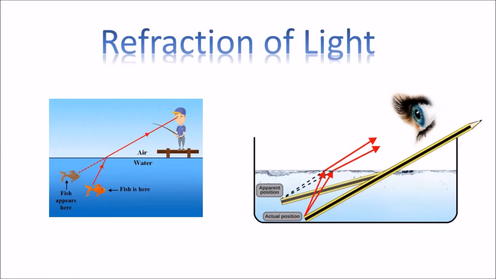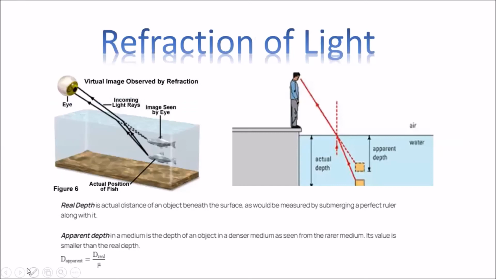Now where do we use this concept? In daily life, when we go fishing, we usually find that fishes appear to be raised, whereas they are not. We can observe this with this concept: you can place a small straw or a pencil inside a transparent glass of water, and when you observe from the top, the pencil appears to be bent, which ideally it is not, but because of the refraction of light we feel it's bent.